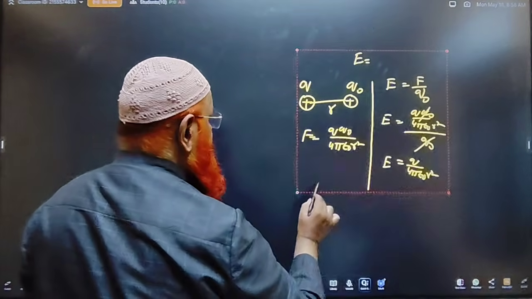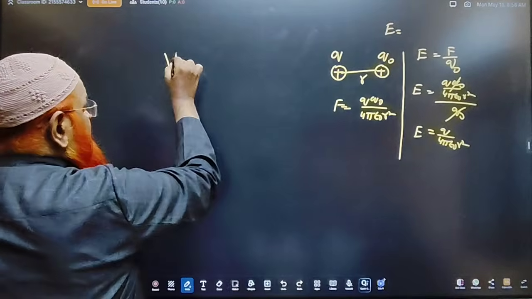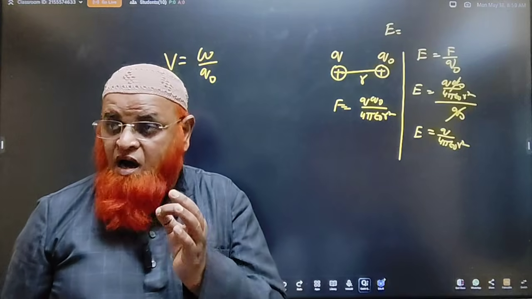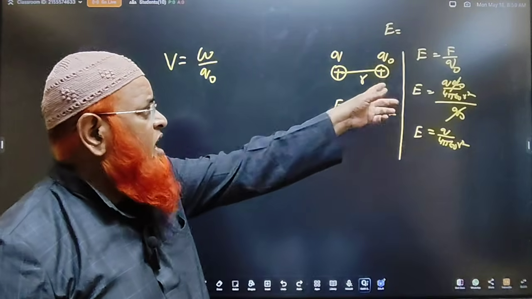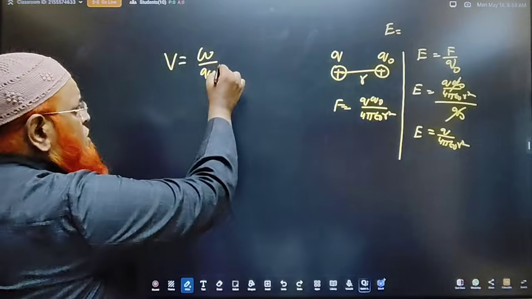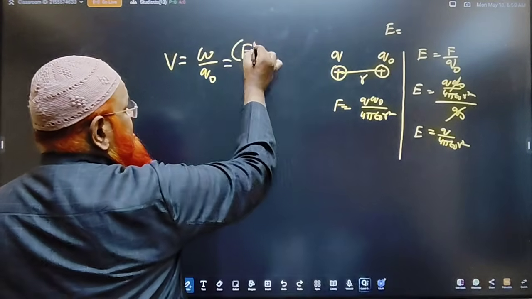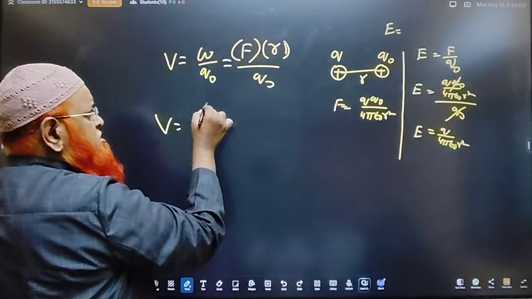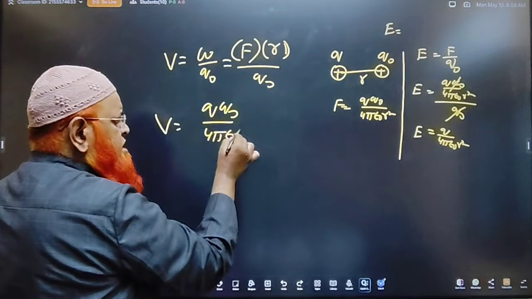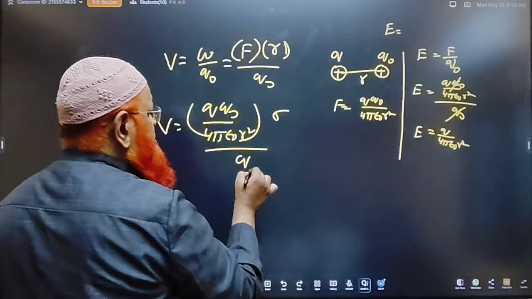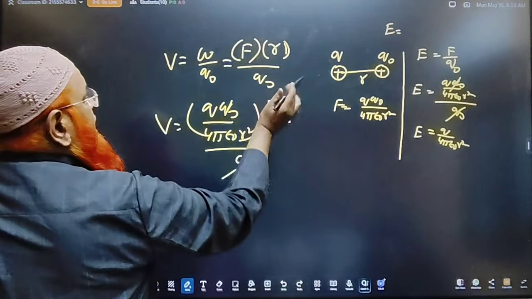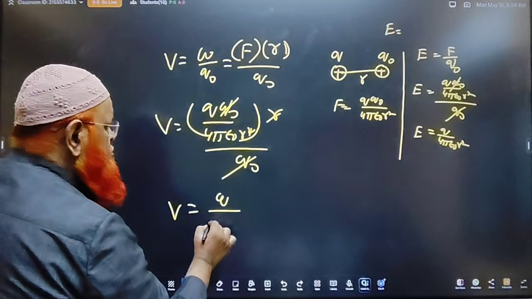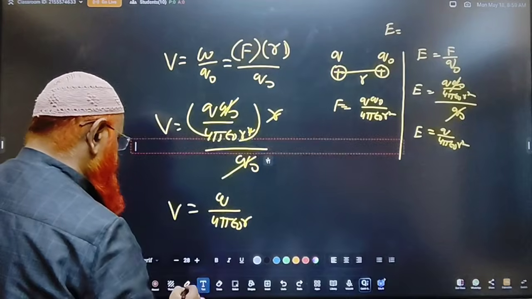Then what is the formula for electric potential? Electric potential is nothing but work done on unit charge. Potential means work done on unit charge. Work done is nothing but force into displacement, which is R here. So electric potential is Q Q naught by 4 pi epsilon naught R square, into R, divided by Q naught. Q naught gets cancelled, and R square with R cancels partly. Q by 4 pi epsilon naught into R is left.